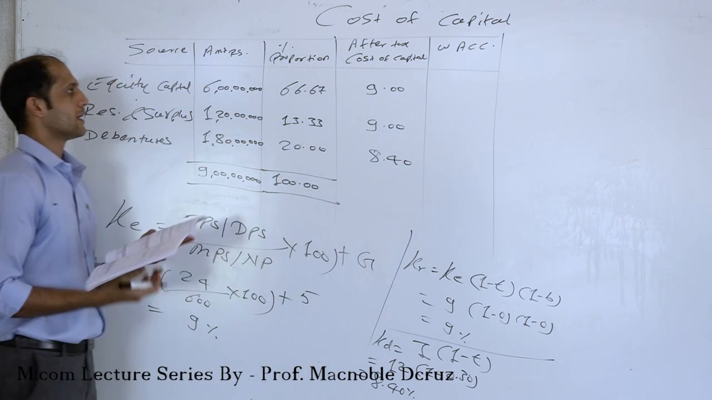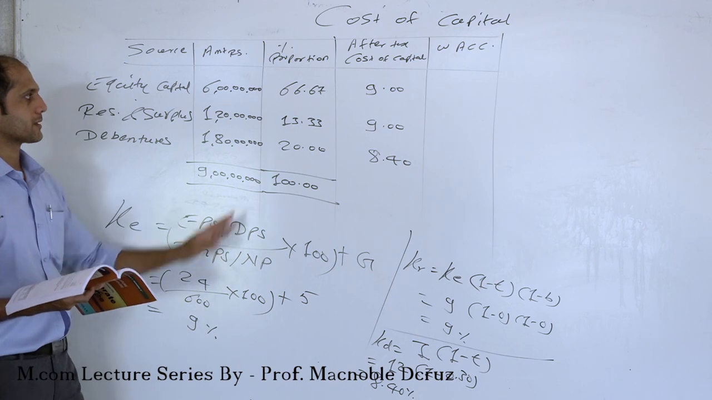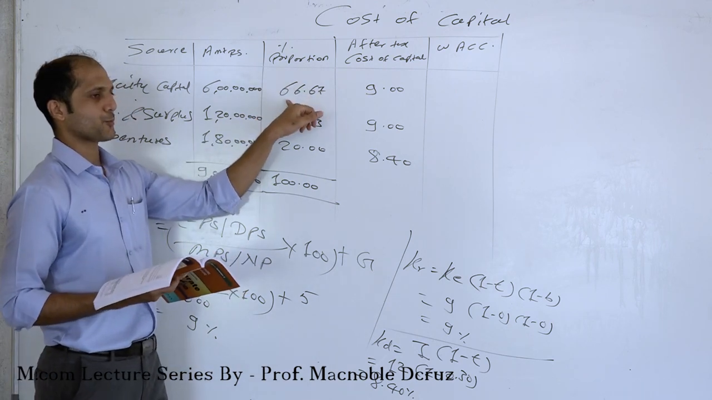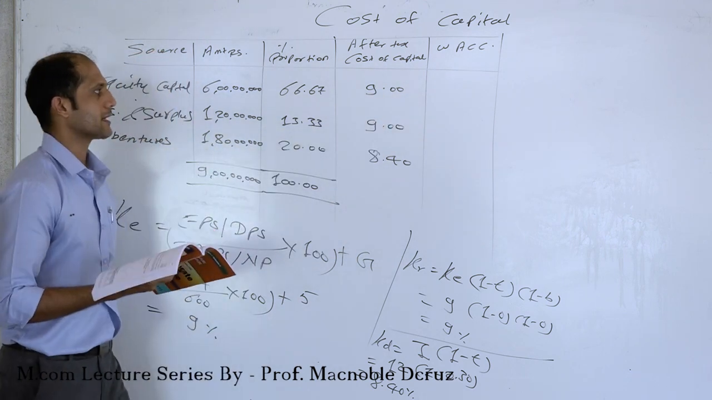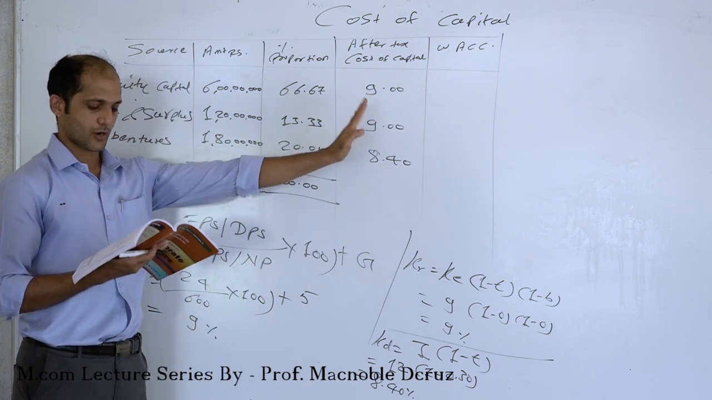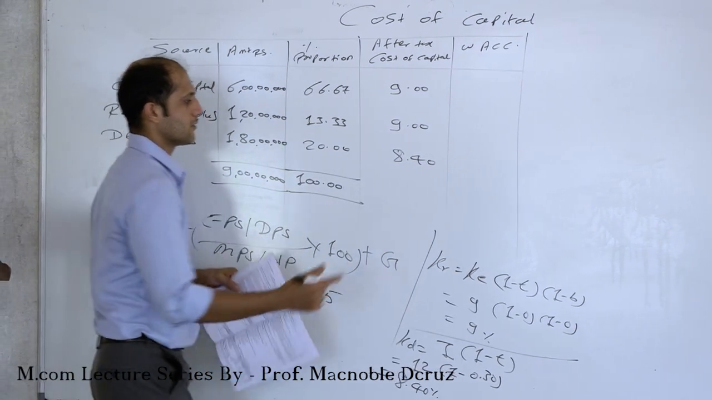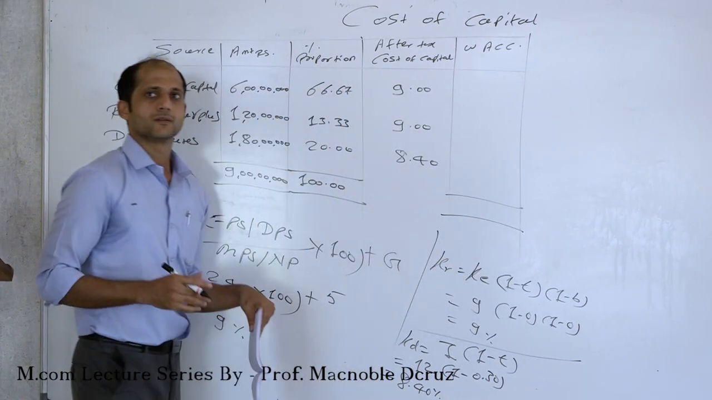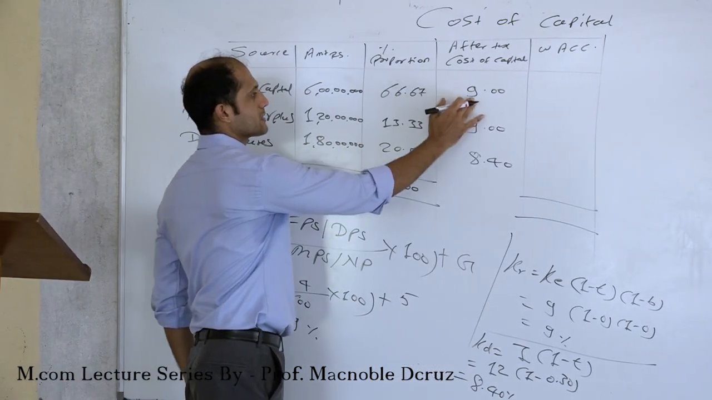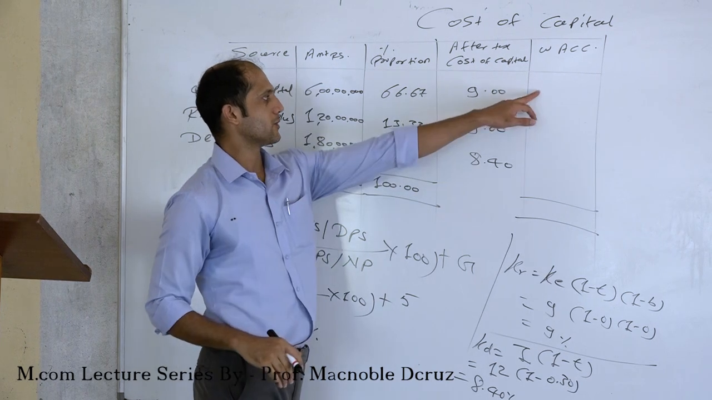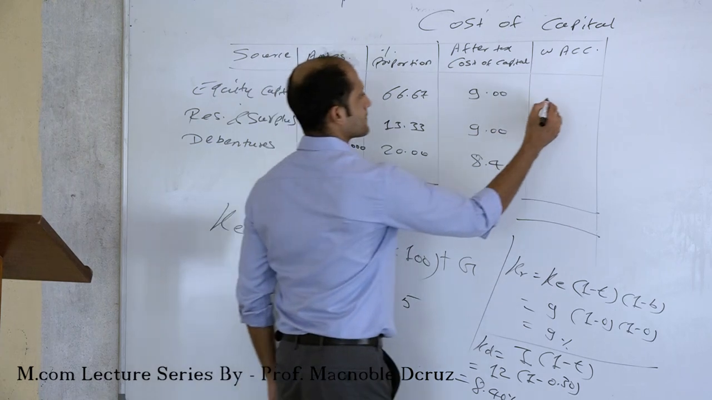Now, students, we have to calculate the weighted average cost of capital. Very simple. With this proportion, you multiply with the cost and divide it by 100, and you will get the weighted average cost of capital. Now we all have a calculator. So 66.67 into 9, you will get the value here, which comes to 6.